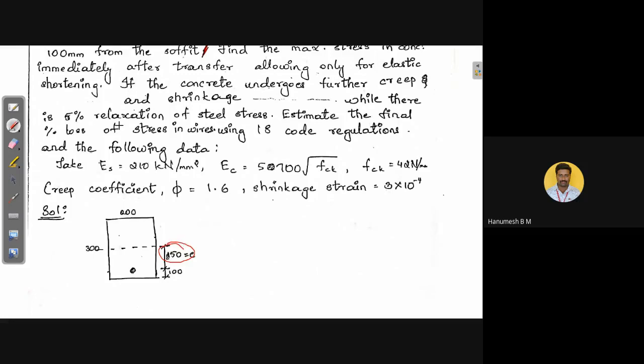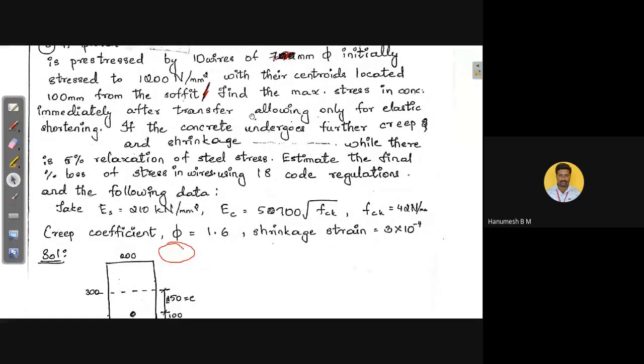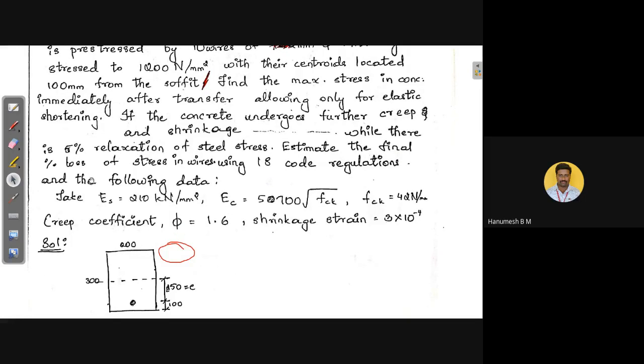What does he say next? We need to calculate the maximum stress. And also he has given, if the concrete undergoes, first we need to calculate the loss due to elastic shortening. Then by keeping elastic shortening as the base, we need to calculate the losses pertaining to the creep and shrinkage of the concrete and also 5% relaxation of the steel stresses. Now we shall go with the problem.